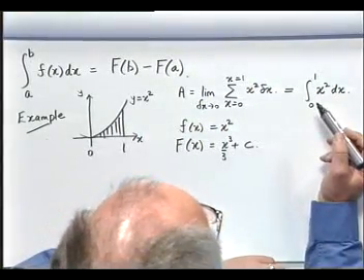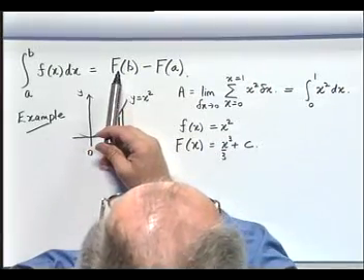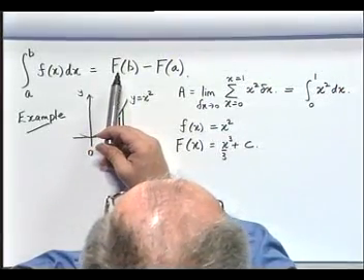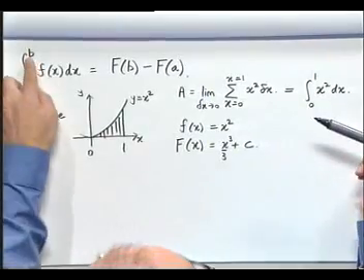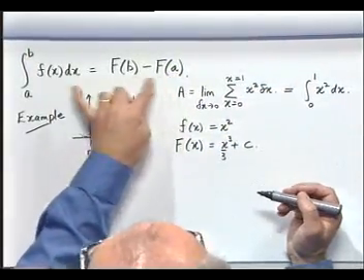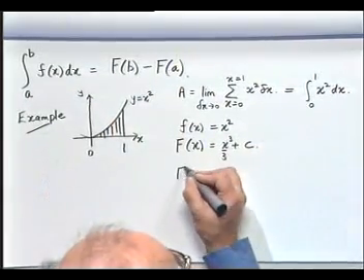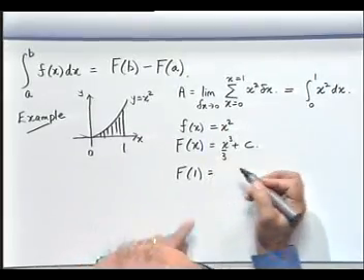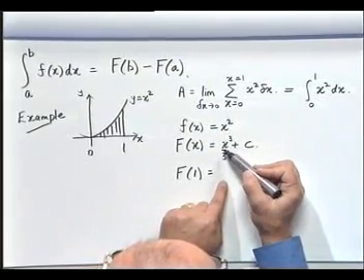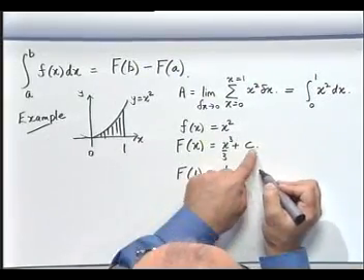So in order to calculate this definite integral, what we need to do is evaluate the antiderivative capital F at b, that's the upper limit, which in this case is 1, and then at the lower limit, which in our case is 0. Let's work out f of 1. Well, f of 1 is going to be 1 cubed over 3, which is just a third, plus c.